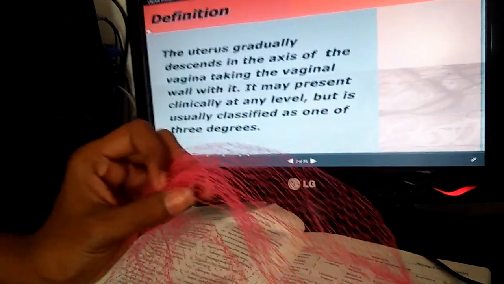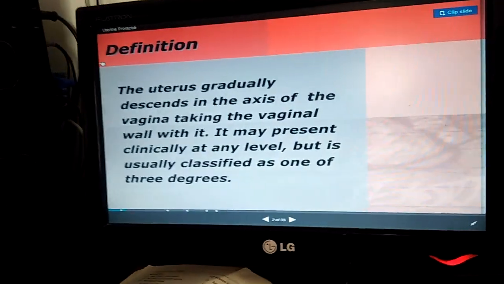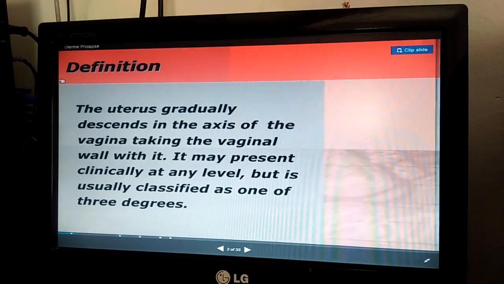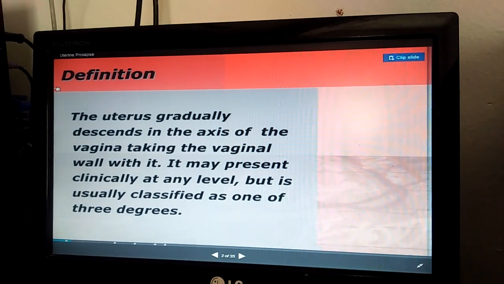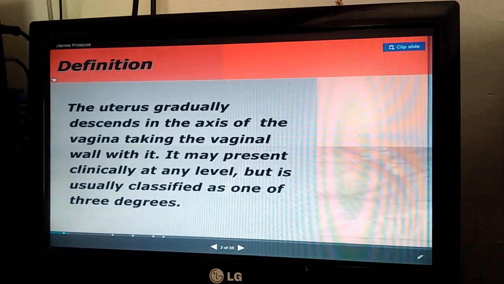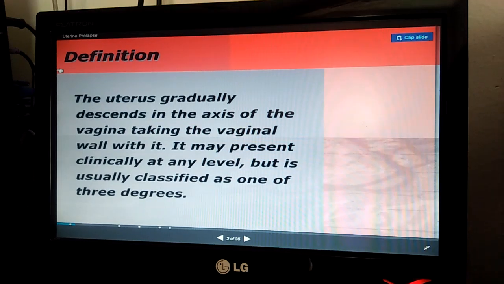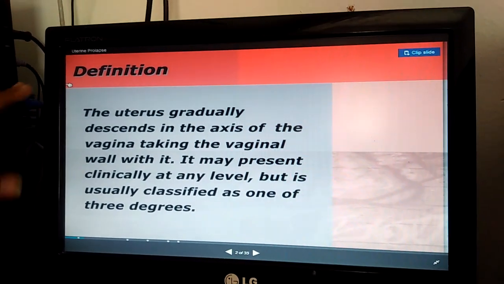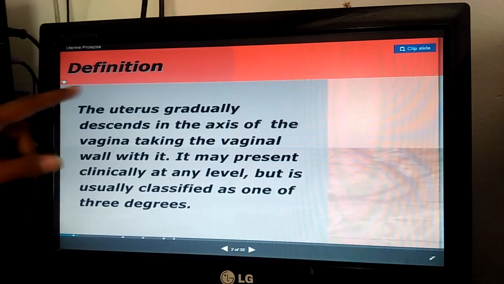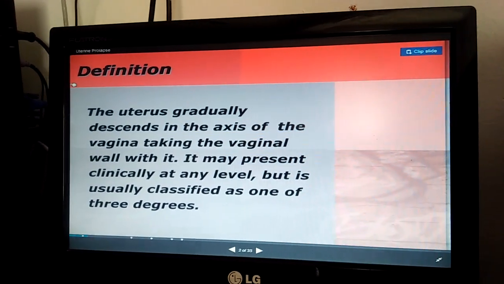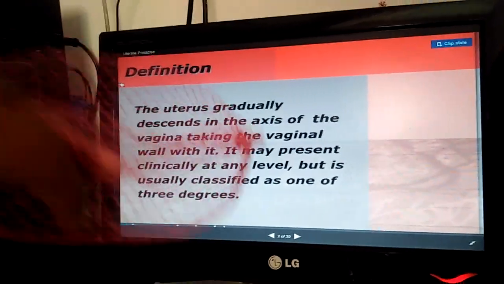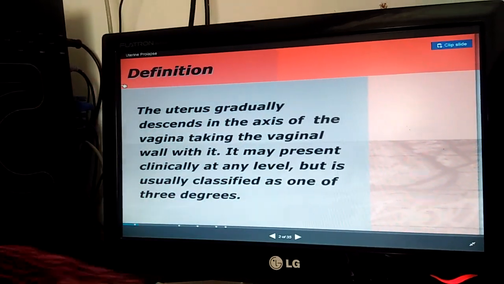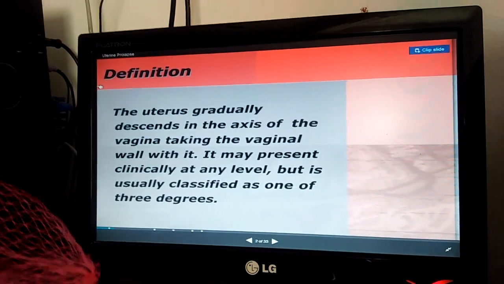So what are the points we are going to cover? It consists of the definition, the types of uterine prolapse, degrees of uterine prolapse, then we are going to see the symptoms of uterine prolapse and the causative factors for uterine prolapse. So this is initially the definition. The uterus gradually descends in the axis of the vagina, taking the vaginal wall with it. It may present clinically at any level, but it is usually classified as one of three degrees.